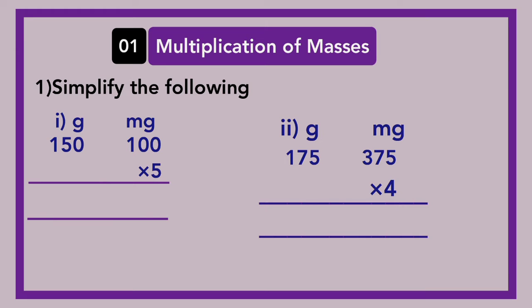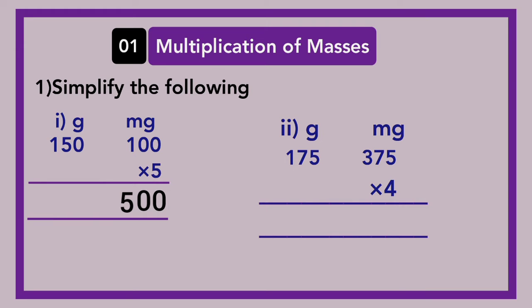So here the first question is simplification of the following. So first one, given 150 gram 100 milligram should be multiplied by 5, and there you can multiply the unit digits from 5. So here 5 times 0 is 0, 5 times 0 is again 0, and 5 times 1 is 5. So simply 5 times 100 is 500.